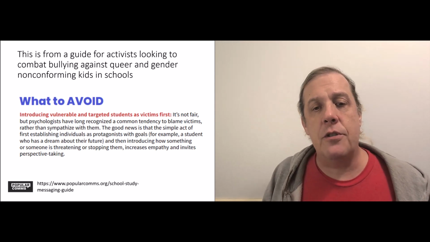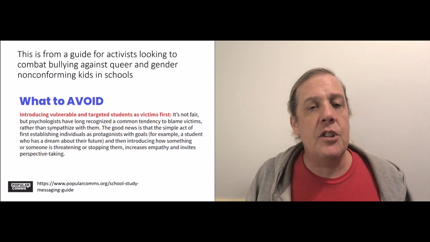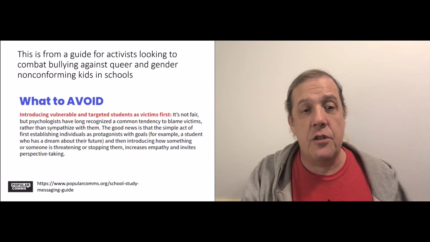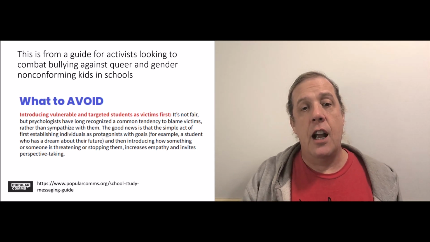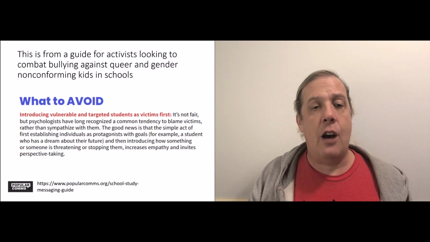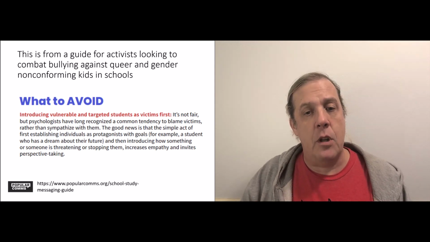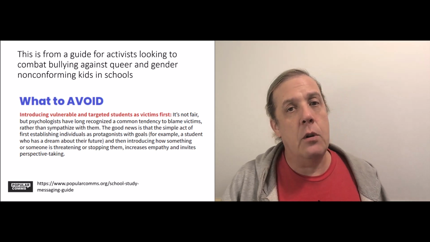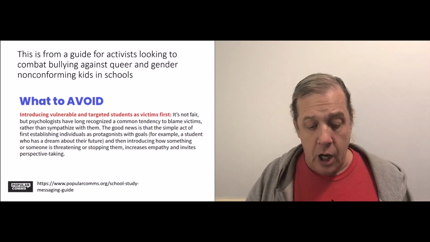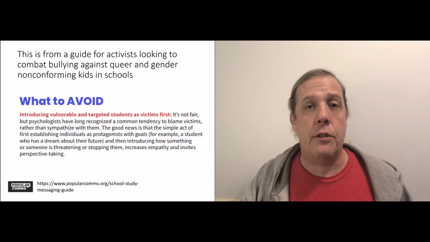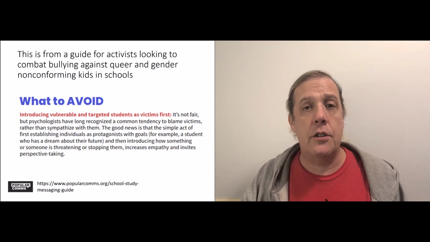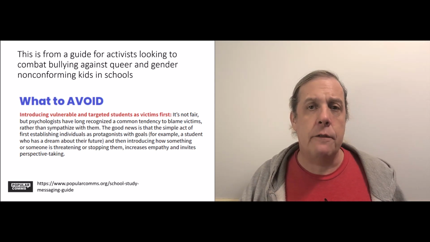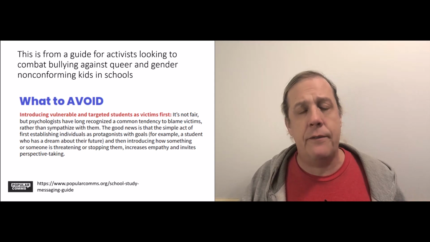So the good news is that the simple act of first establishing individuals as protagonists with goals, for instance, a student who has a dream about their future, and then introducing how something or someone is threatening or stopping them, increases empathy and invites perspective taking. So it's weird, but if you say this legislation about trans youth is going to lead to trans kids being bullied, that is not an effective talking point because people will switch to victim blaming mode.